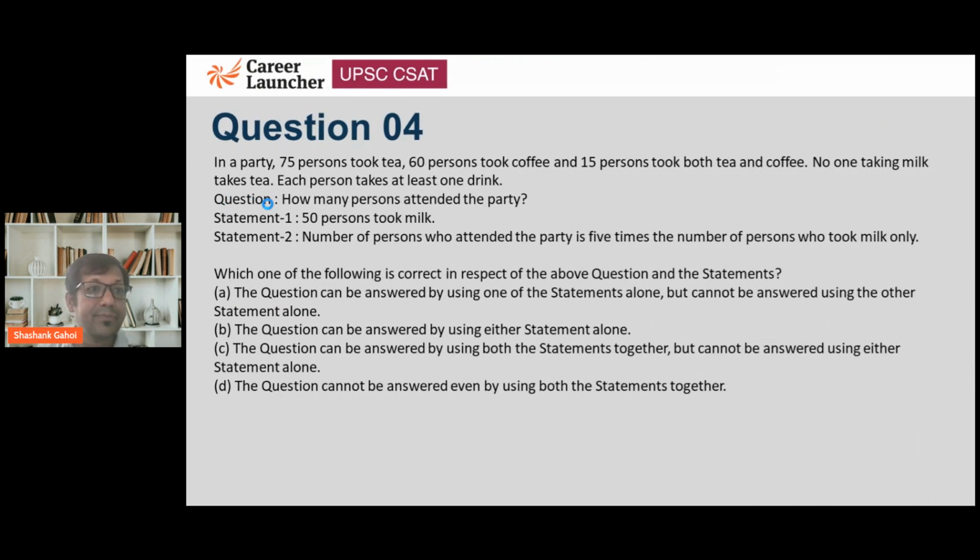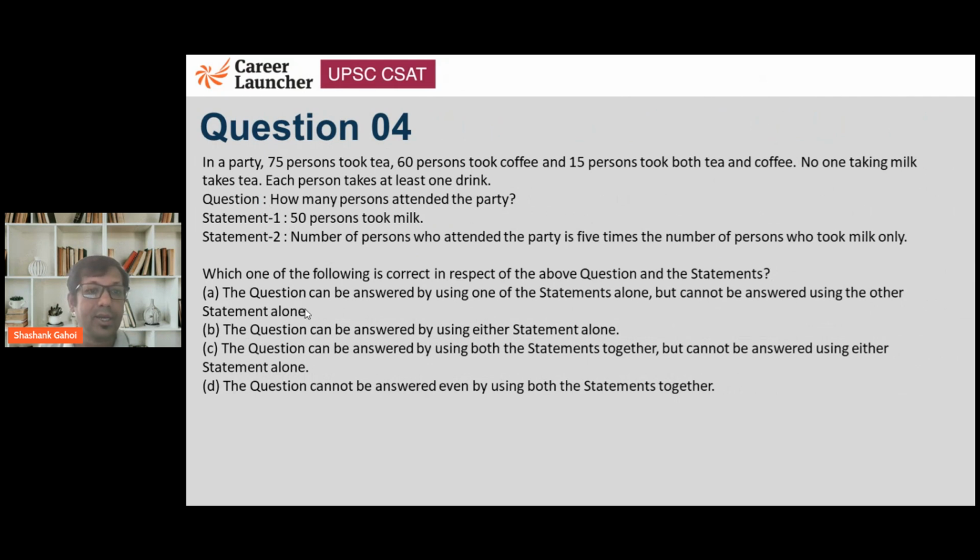What does it say? It says that in a party there are 75 people who took tea. 60 people had a coffee, 15 took both. No one taking milk takes tea. Okay. So basically, what I'm going to do is draw a Venn diagram.